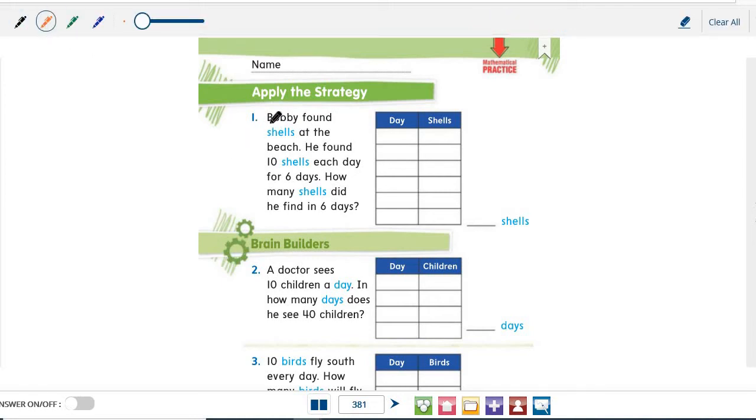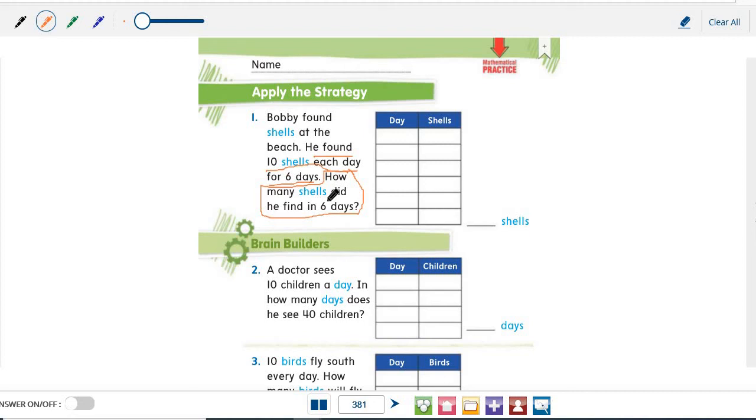Let's underline the fact that we know. Bobby found shells at the beach. It's not a math fact. He found 10 shells each day for 6 days. This is the most important fact. Now, what we need to find is how many shells did he find in 6 days?